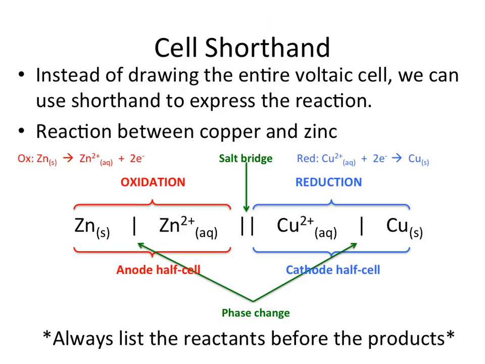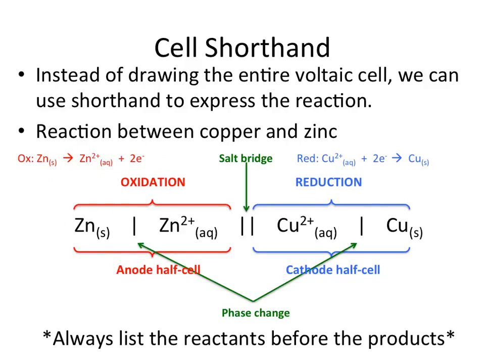Now, instead of drawing this whole diagram, we can use a cell shorthand. In the case of the reaction between copper and zinc, what we need to figure out is, again, which one is being oxidized and which one is being reduced. From the previous example, we saw that zinc, because it is a stronger reducing agent, and we can figure that out based on our standard reduction potential, is going to be losing electrons.